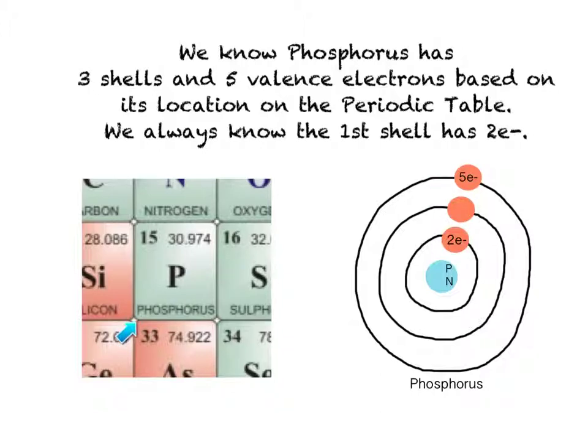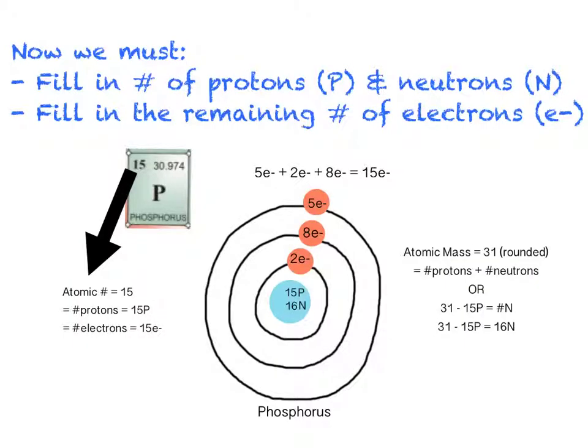And we always know that the first shell has 2 electrons. So this is the information that we can fill in so far. The number of shells, the number of valence electrons, and that there's 2 electrons in the innermost shell. We do not know the number of protons, number of neutrons, or the rest of the electrons. We're going to do that math real quick. So now we must fill in the number of protons and neutrons, and fill in the remaining number of electrons.